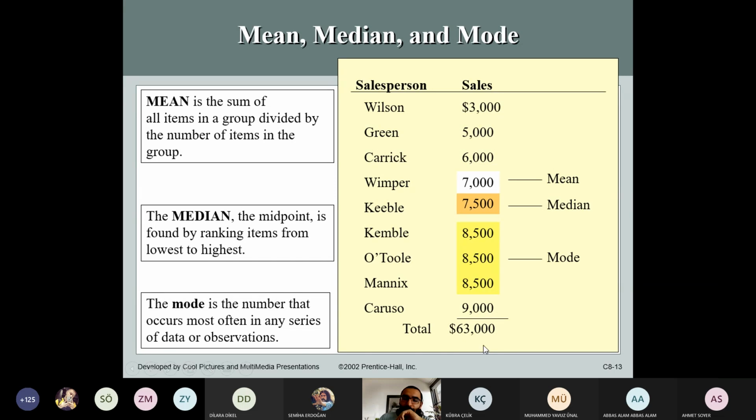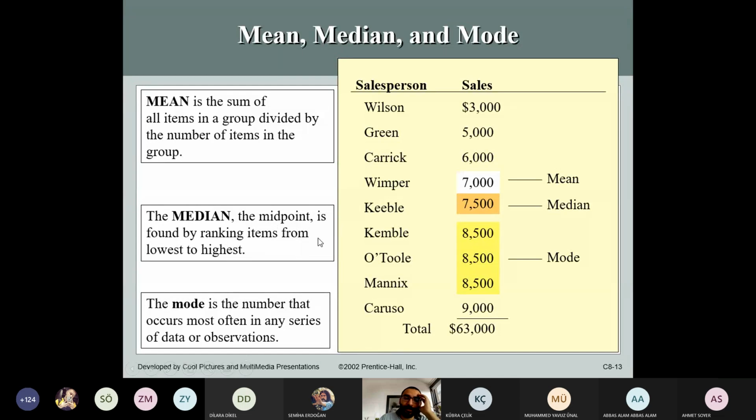So in our example here, as you see, the total is 63,000, and when you divide it by 9, you get the number of 7,000. It's the mean, the average sales amount of your company. These are your, let's say, salespersons who make the sales. Their average sales is $7,000.